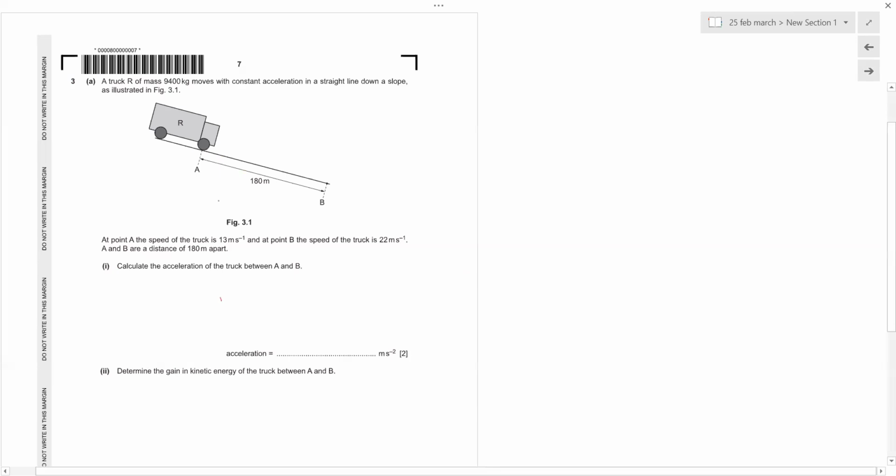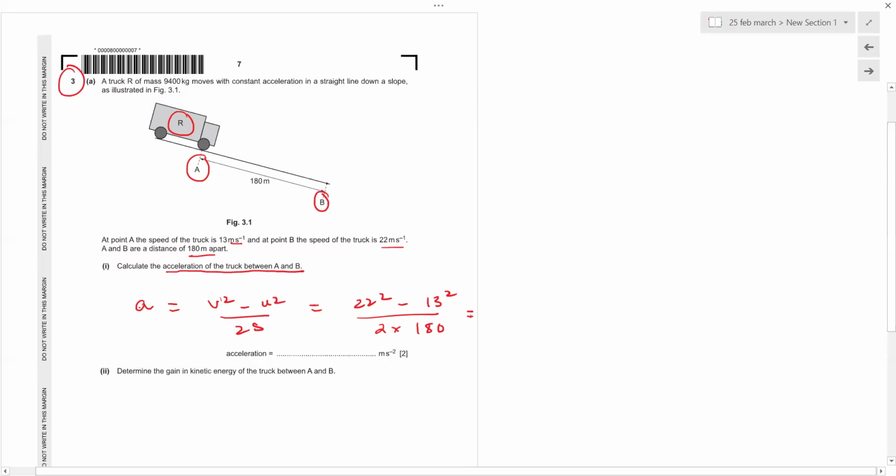तो अब आते हैं, जब तक हमारे पास टाइम है हम कर लेते हैं। क्वेश्चन 3 इज ट्रक आर, ये तो विवेक को आता होगा पूरा, विवेक का फेवरेट क्वेश्चन था। Calculate the acceleration of the truck between A and B, right? Acha, okay, we have to find out the acceleration between A and B. We have speed at A and speed at B, and we have distance. So simple. We can use the equation of kinematics. a equals v squared minus u squared over 2s. So v is 22 squared, u is 13 squared, over 2 into s. That's 180. So what do we have?